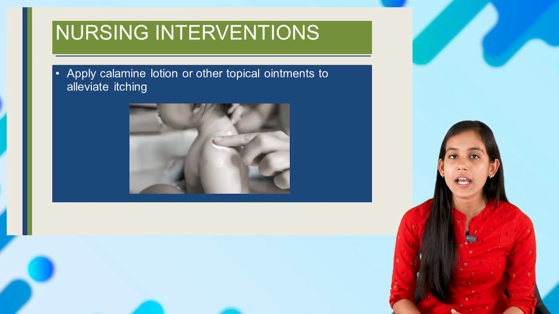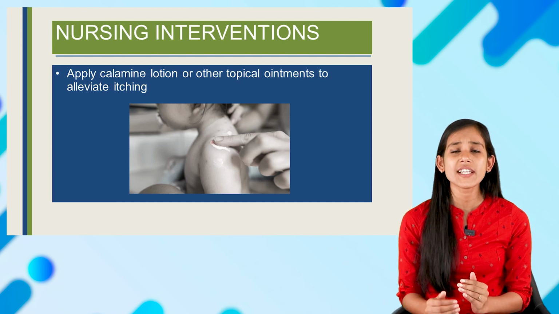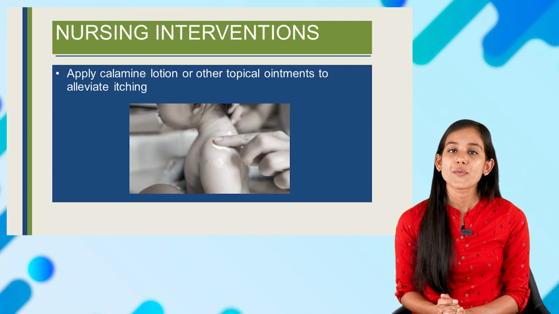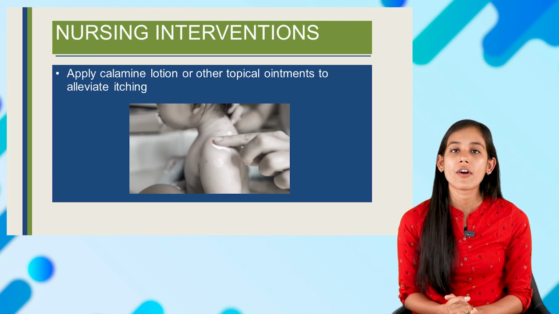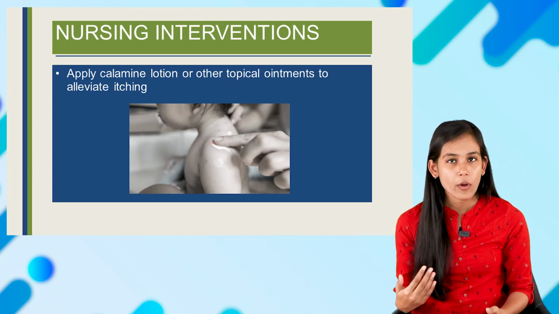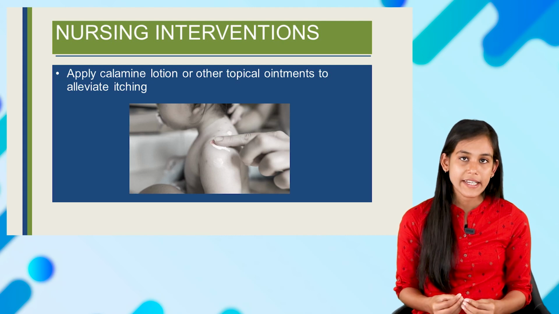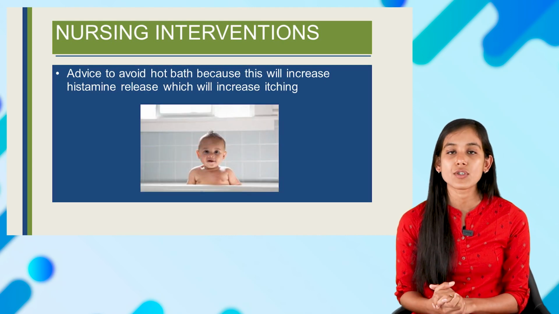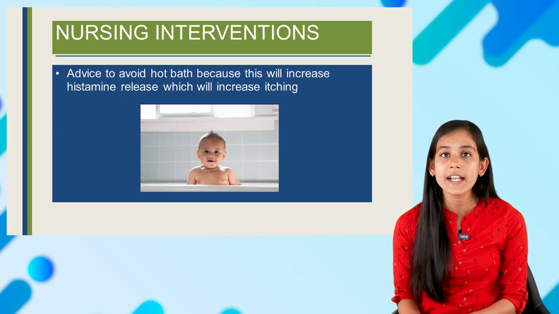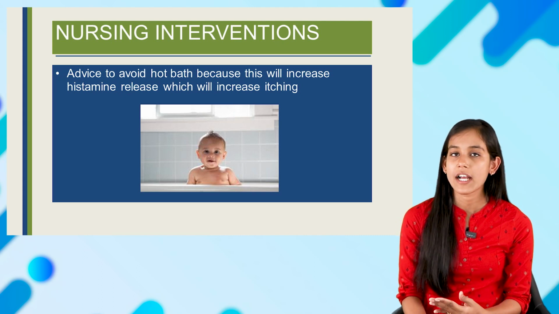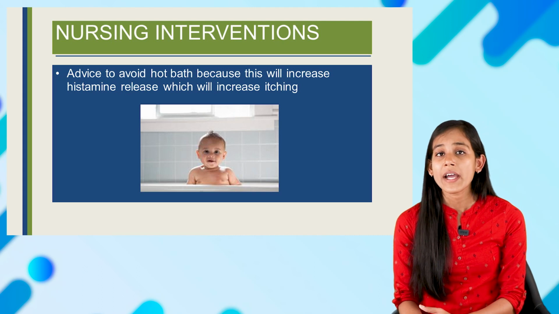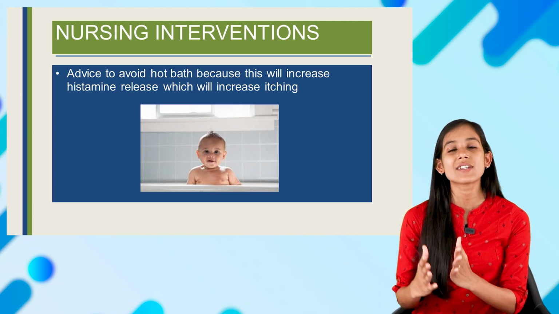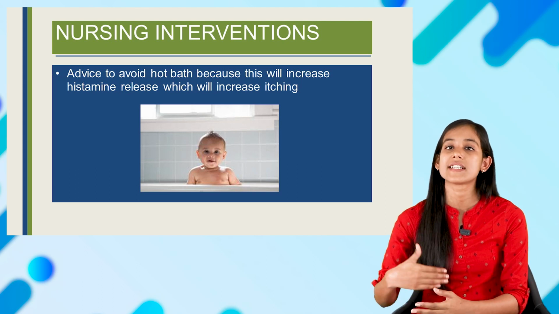Next, we also know that the child will have itchy and painful blisters, right? So we can apply calamine lotion or any other topical ointments to alleviate the itching. And also we have to advise the parents not to give hot bath to the child. We can give cool bath to the child but not hot bath. Why? Because hot bath will increase histamine release, and if there is increased histamine release, that will increase the itching.